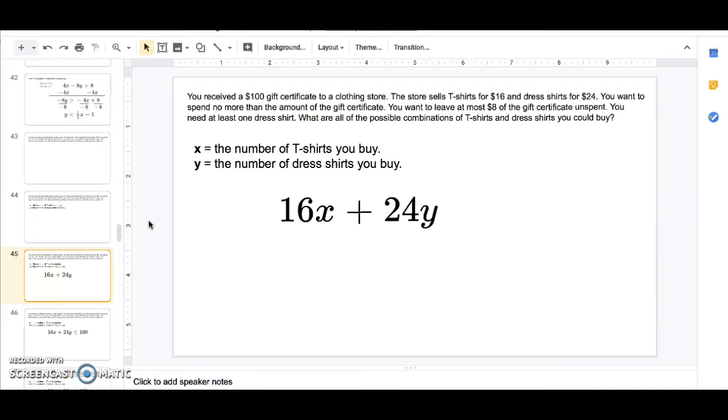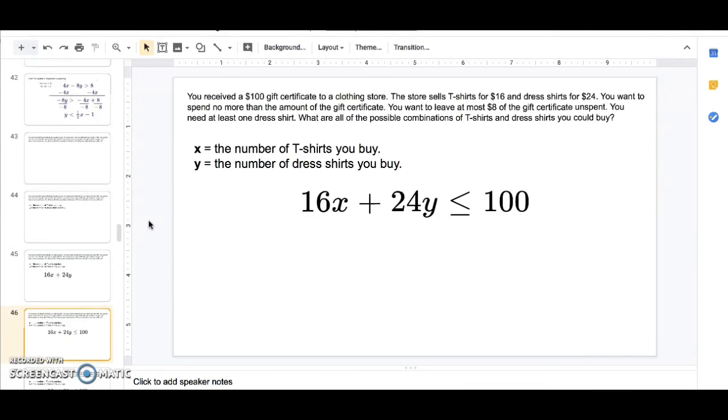Now, we're told we want to spend no more than the amount of the gift certificate. No more than means we want to spend that amount or less, and the amount of the gift certificate is $100, so less than or equal to 100, because we don't want to spend more than that. So that's our first inequality.